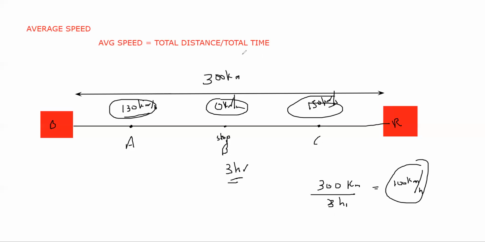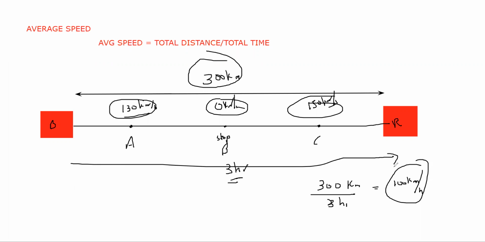So basically, average speed is the total distance divided by total time, which simply gives you an average speed. Your average speed might be different from your actual speed, because in some places you might travel faster than 130 kilometers per hour, in some places you reduce your speed, and in some places you travel at 150. Your actual speed will be different from the average speed. But the average speed is the total distance divided by the total time to complete the journey.